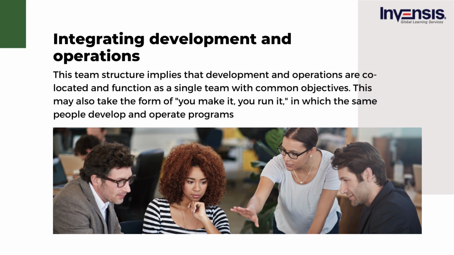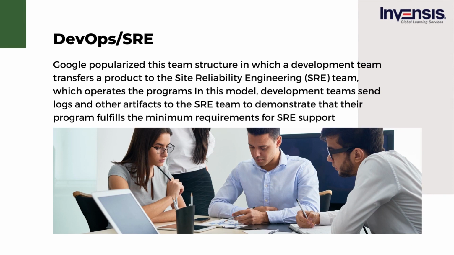Second, integrating development and operations. This team structure implies that development and operations are co-located and function as a single team with common objectives. This is often seen in technological businesses with a single, major digital offering, such as Facebook and Netflix. This may also take the form of you make it, you run it, in which the same people develop and operate programs.